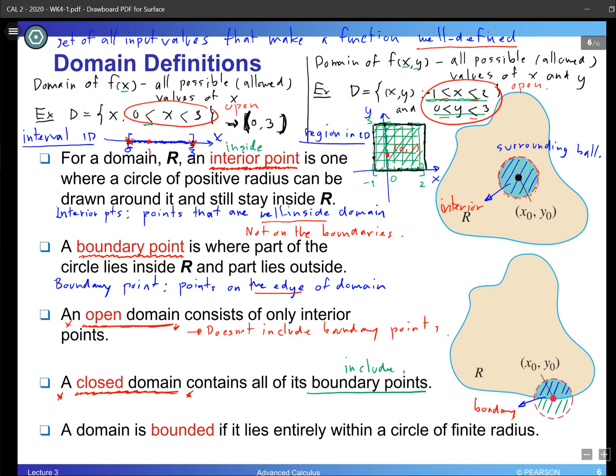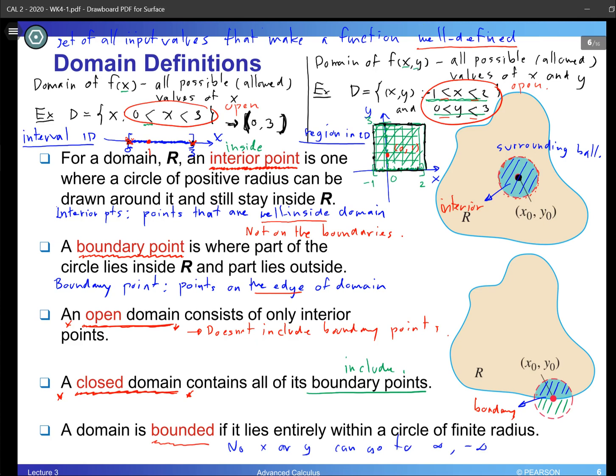Now what about the word bounded? This basically means that no x or y can go to -infinity or infinity. So make a note here: no x or y can go to infinity or -infinity. It means that it's bounded.